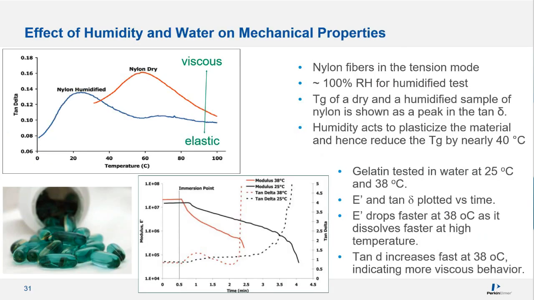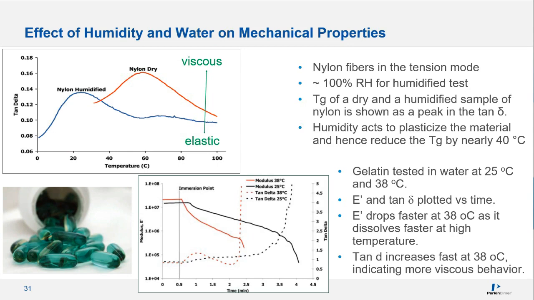This slide shows you two nylon fibers tested in the tension mode on top left, with one in dry condition and the other in near saturated humidity. The glass transition temperature of both samples is shown as a peak in the tan delta. Humidity acts to plasticize the material and hence reduce the Tg by nearly 40 degrees C. Nylon 6 can absorb a surprising amount of water, up to 10%. So the practical effect of these findings is that once the polymer is at or above its glass transition temperature, it will tend to creep when any load is applied, and moisture can significantly increase that creep tendency.